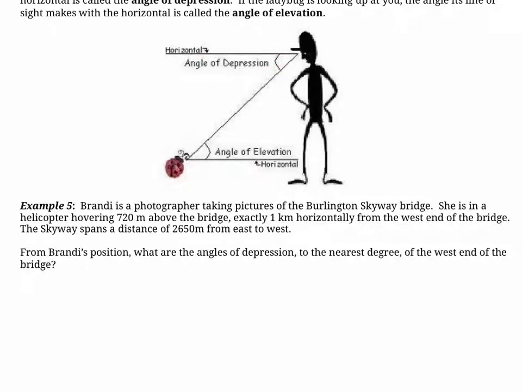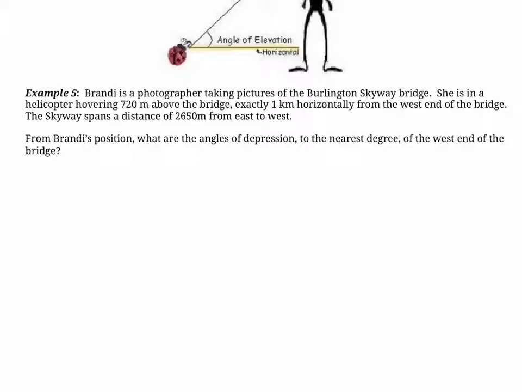The most important thing to remember when you are labeling an angle of depression or elevation is to check that it's touching a horizontal line. That's really important. It's the angle between a line of sight and a horizontal line. Let's take that information and try to draw a triangle that matches this situation.